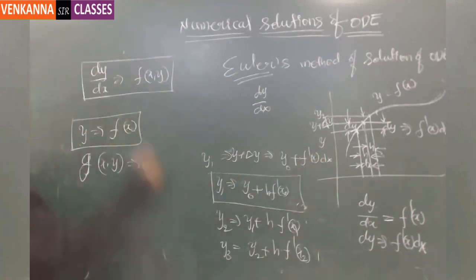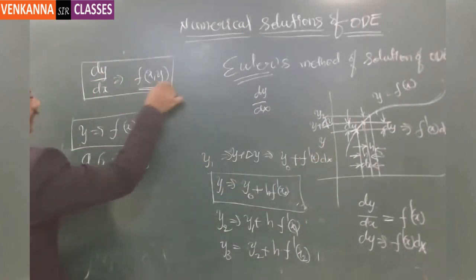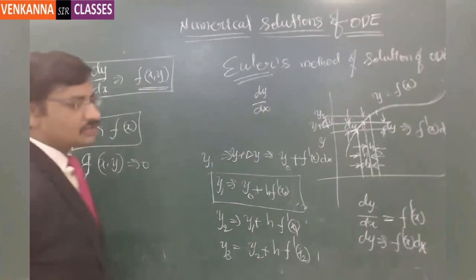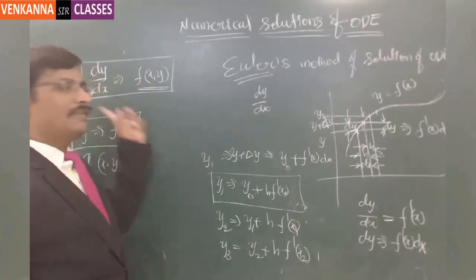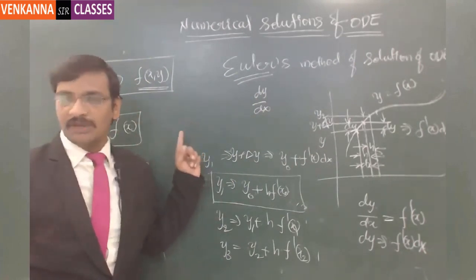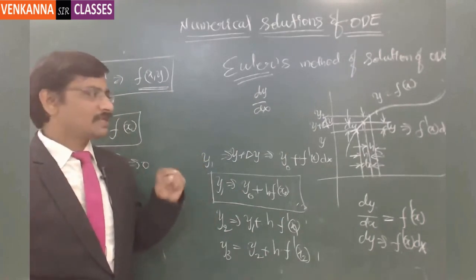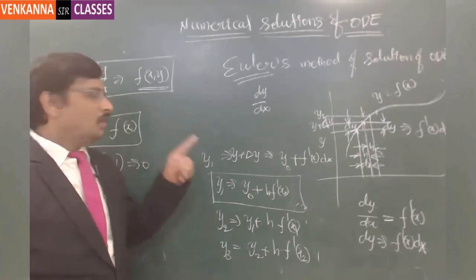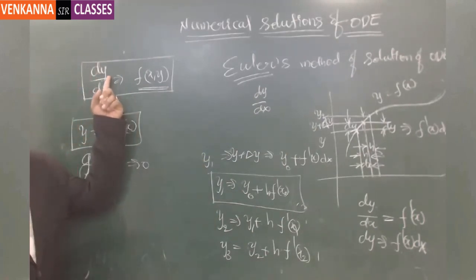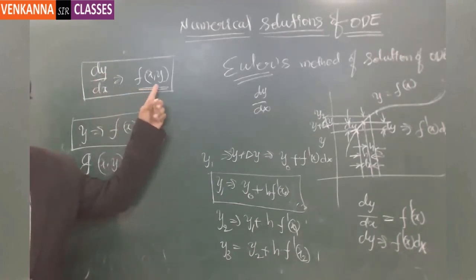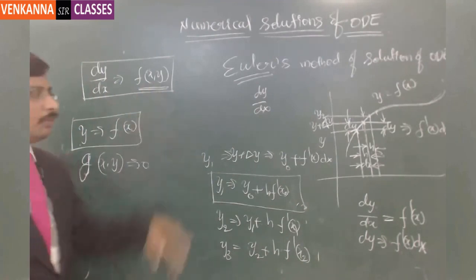Here dy by dx may be a function of x or maybe a function of y. As you know, dy by dx is equal to f of x comma y. If you know the values of x comma y at one particular location, you will be able to calculate the slope, dy by dx is equal to f of x naught, y naught, the slope at this location.